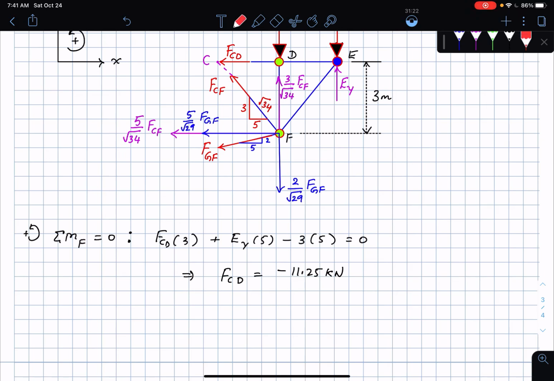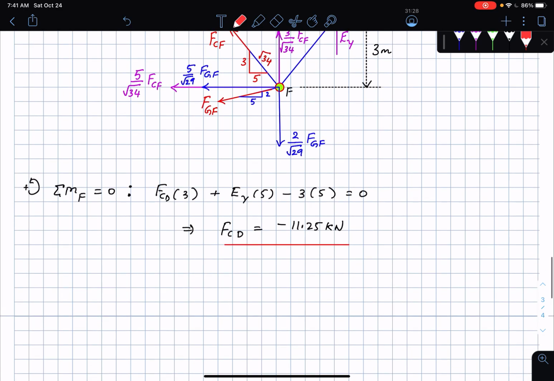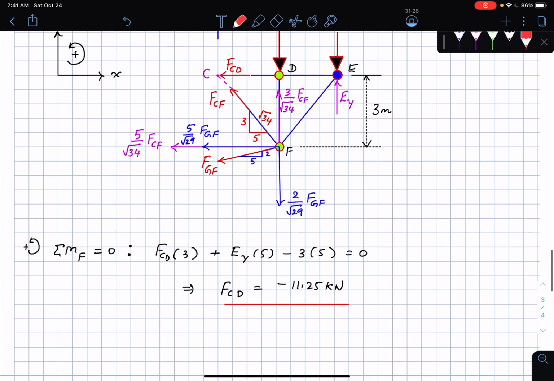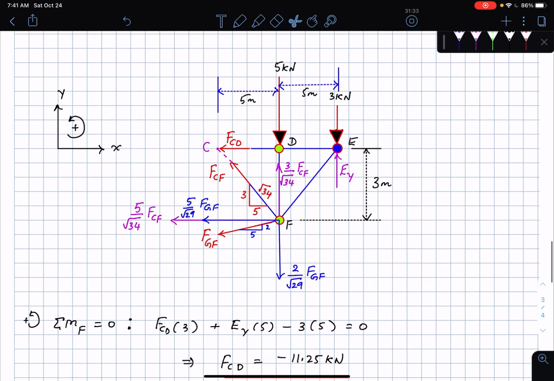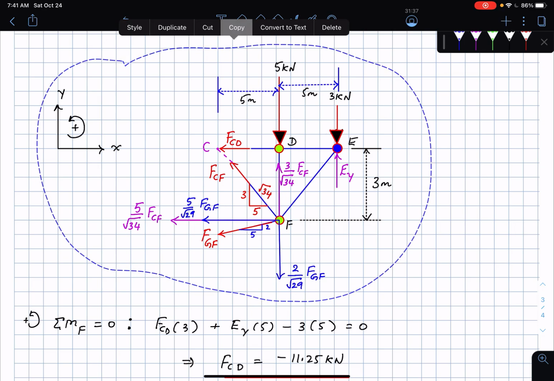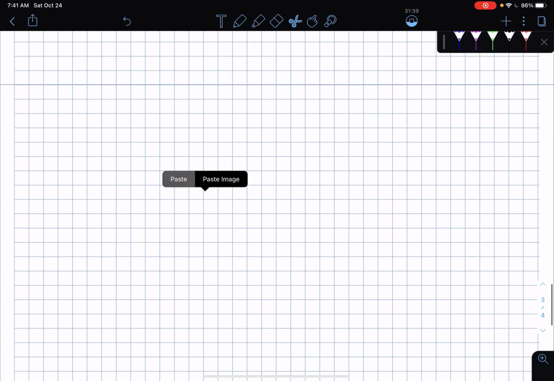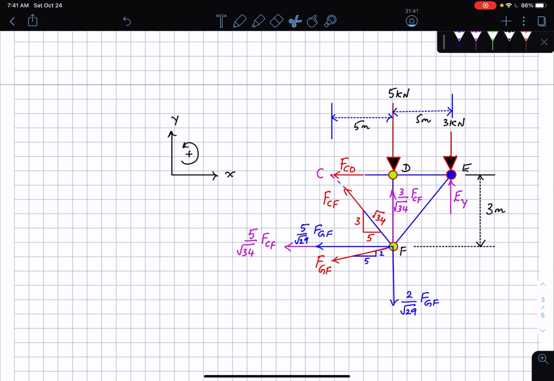Something that I have told you in the past is do not change the direction of these forces in the middle of the problem. Okay, that is not a good thing. All right, so I found out one of these. I'm going to grab my figure again and come down to the second page, or the next page down here, so that we can continue this problem.